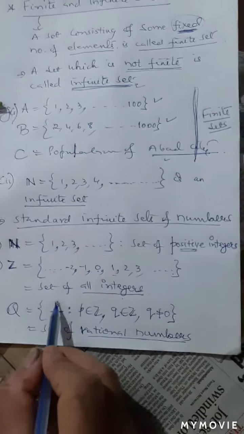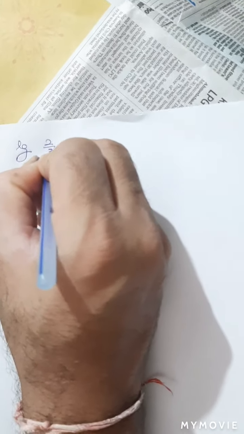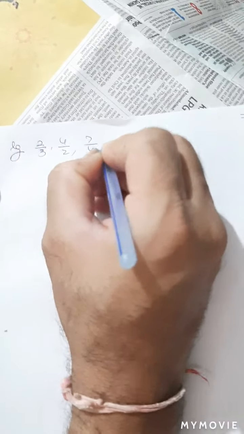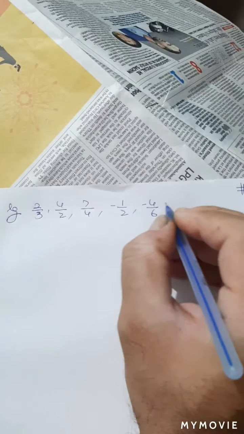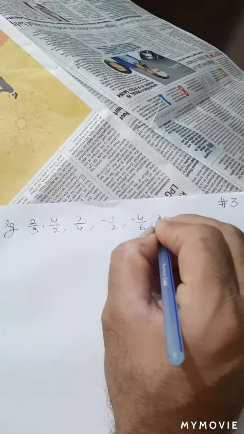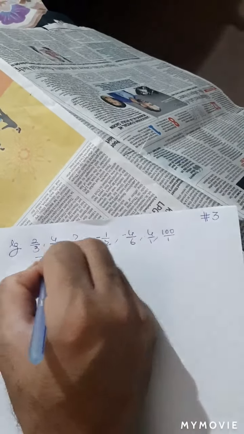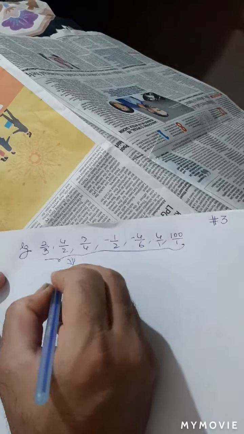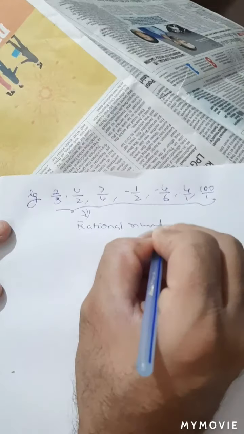Rational numbers means numbers which are in this form, one integer upon the other integer. So for example, 2 by 3, 4 by 2, 7 by 4, -1 by 2, -4 by 6. Then if I write just 4, or 100, you can imagine 100 by 1, 4 by 1. All are nothing but rationals. These are called rational numbers.